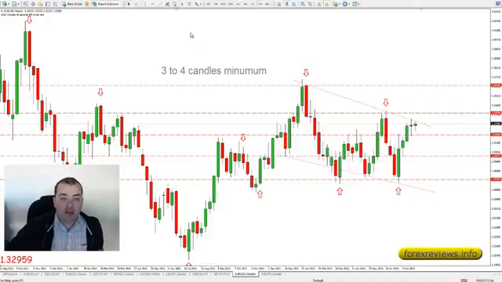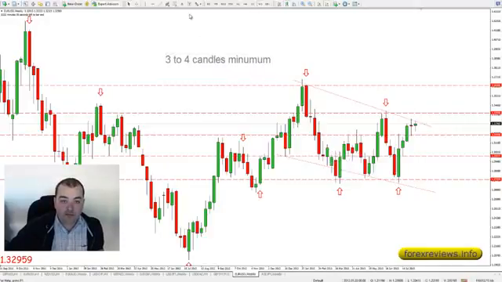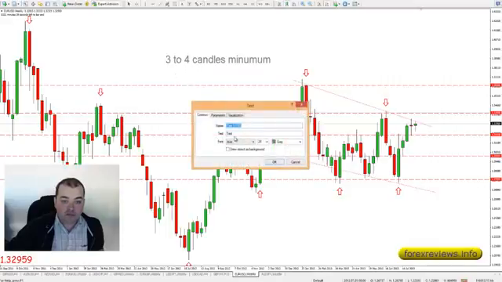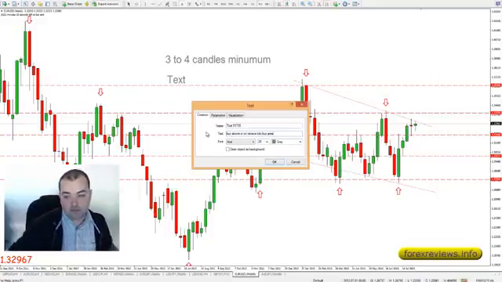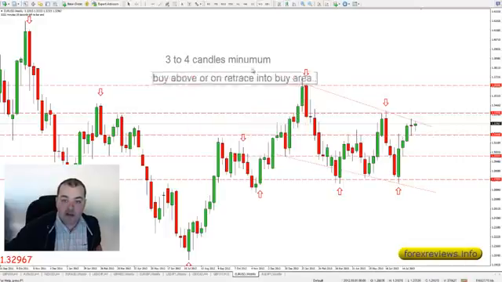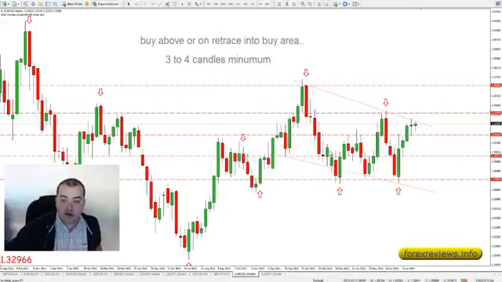But what's the second rule? Let me write it down. Buy above, or on retrace into buy area. I'll explain that in my future video on how to trade these. So you're either buying above the candle or you're buying on a retrace. All right, so these are my rules. I'll just put these up here.